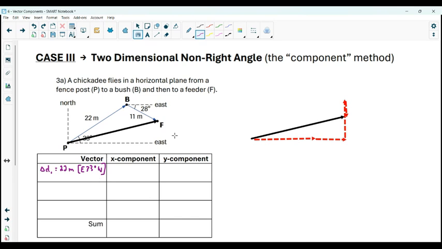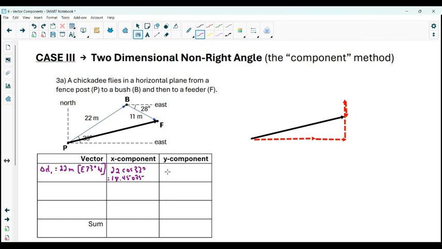Let's do my x and my y components. For the x component of the vector, I'm going to take the total value of the vector, which is 22, and I'm going to multiply that by the cosine of the angle in between the x-axis. That's 33. Okay, let's work that out. That works out to be 18.45075. So I just did the math on my calculator there.